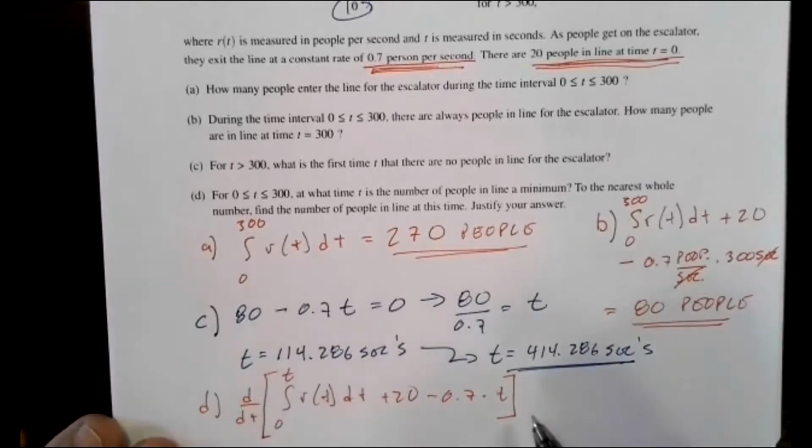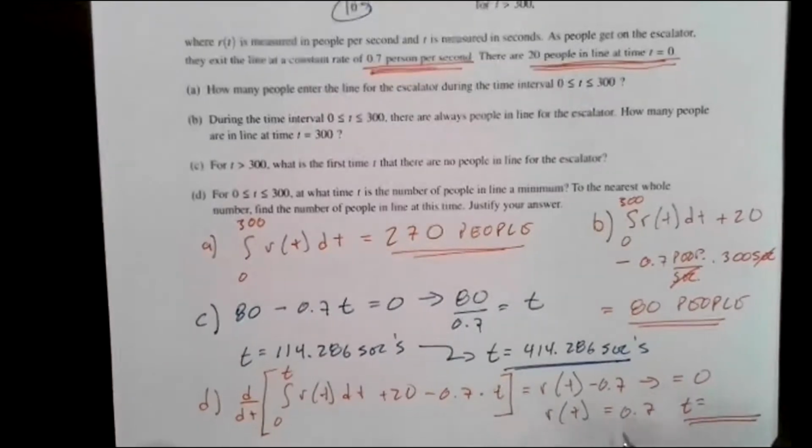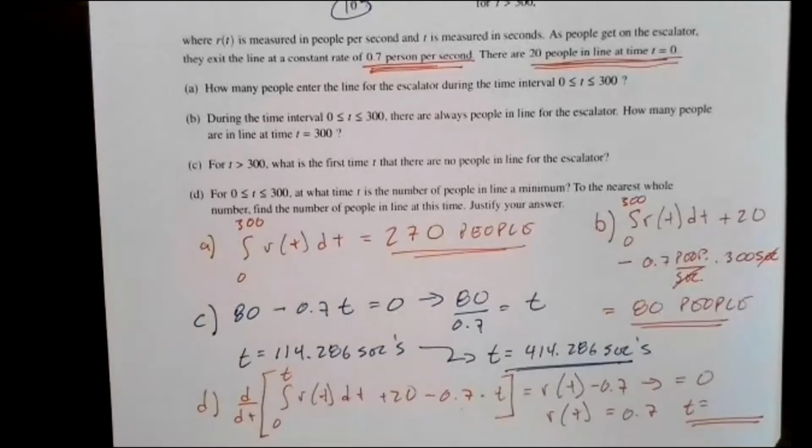Derivatives cancel, and there's no chain rule, so this cancels because it's a constant. This stays as minus 0.7. I get r of t minus 0.7. I have to set that equal to 0. So I'm going to go with r of t equals 0.7 and find out what that is. Now I actually have to check that that's a minimum by checking the derivative on both sides. I'm going to skip that just because it's going to take too long.